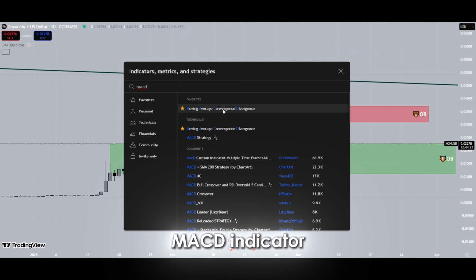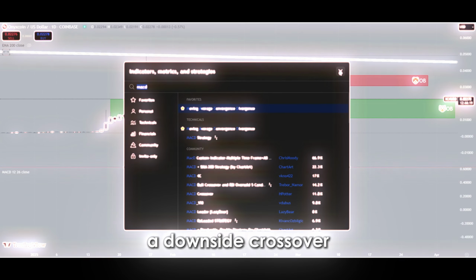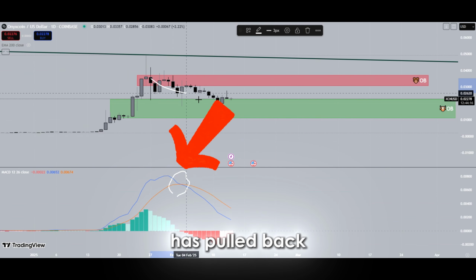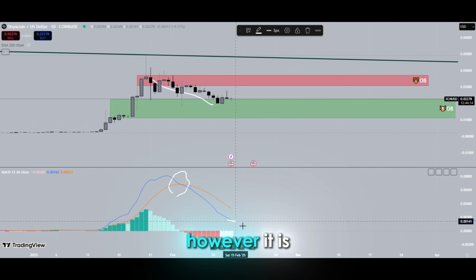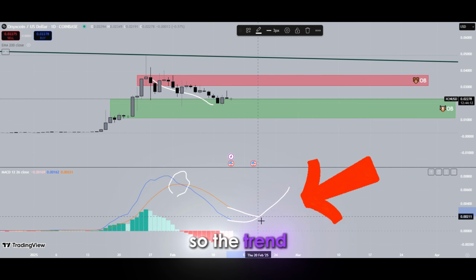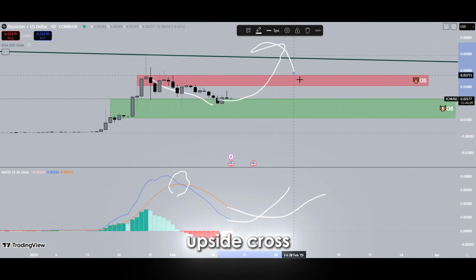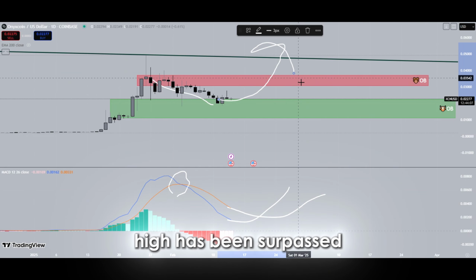Looking at the MACD indicator, we see that a downside crossover from the top has occurred. This suggests that momentum has weakened and the price has pulled back a bit. However, it is not below the 0 point at the moment, so the trend is not completely broken. If the MACD line makes an upside cross, we can see that the previous high has been surpassed.